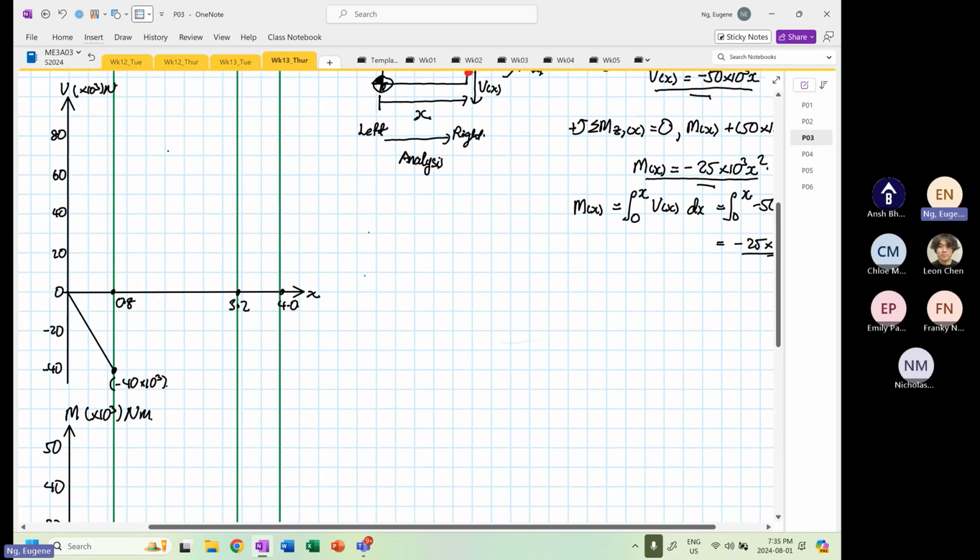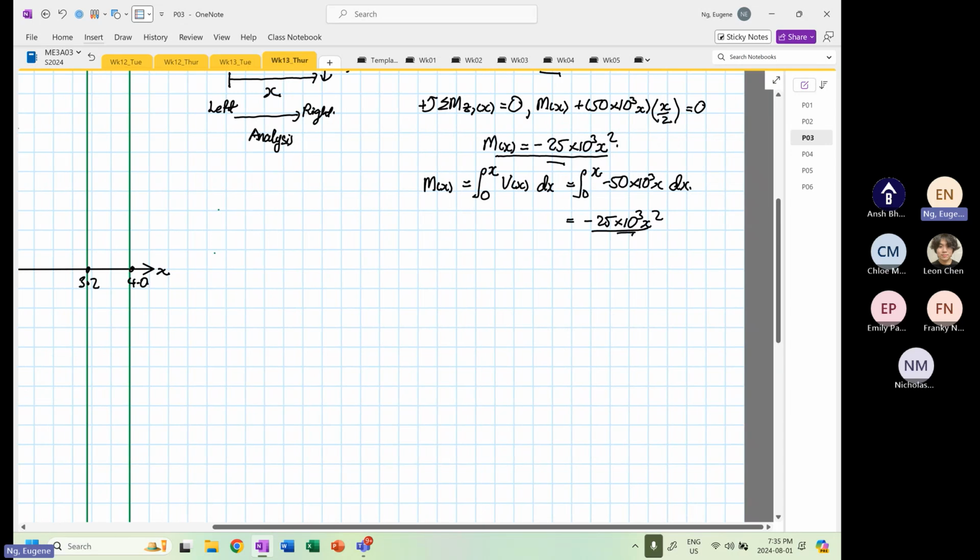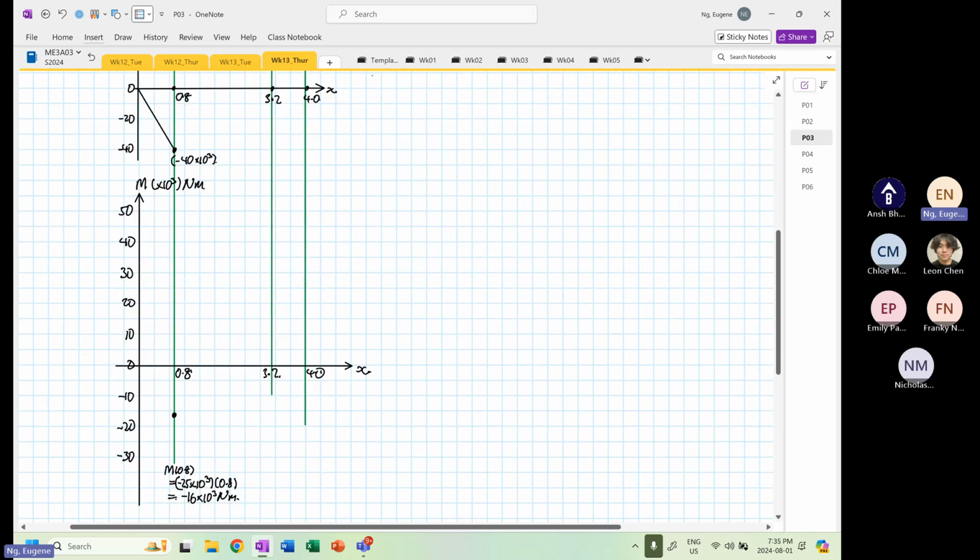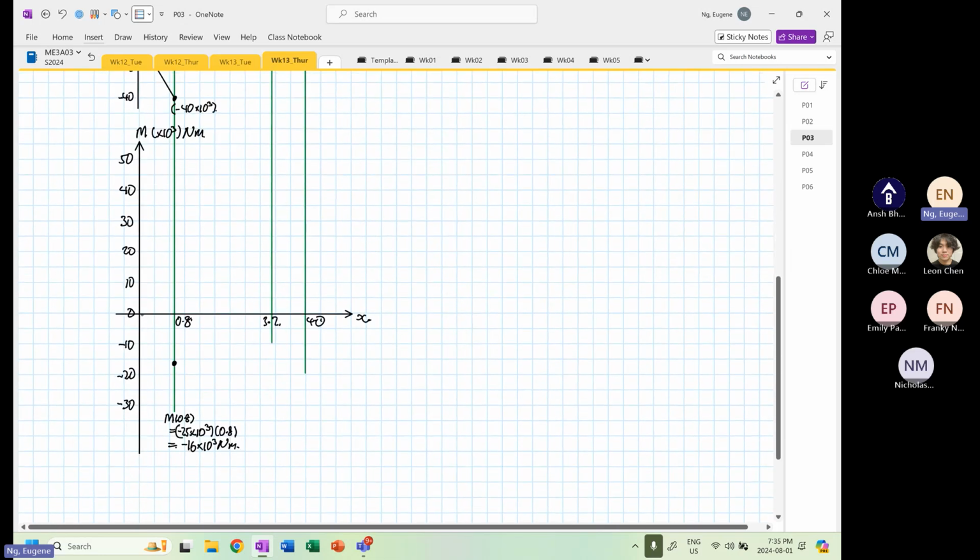And because of the second order polynomial function, minus means sad face. So what you do is you just draw a sad face down here.